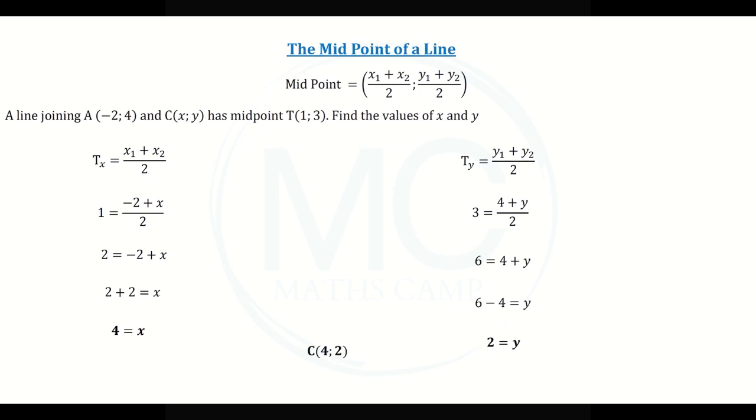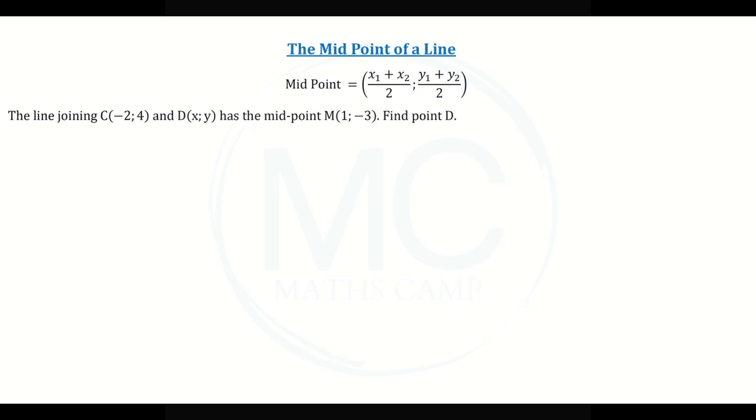Let's do another example. The line joining point C with coordinates negative 2, 4 and point D with coordinates x, y has a midpoint M with coordinates 1, negative 3. Find the coordinates of point D. Let's start by finding the x-coordinate of point D.